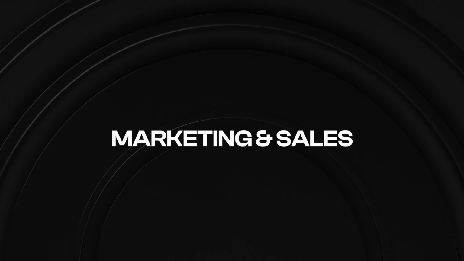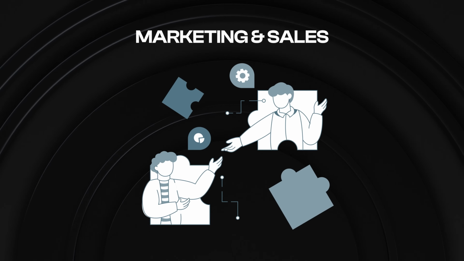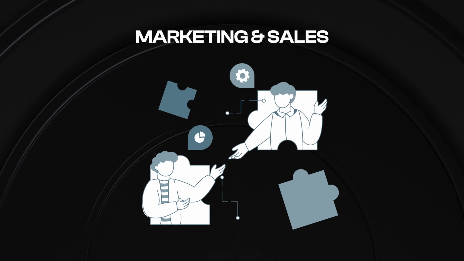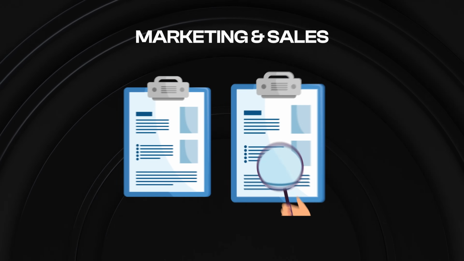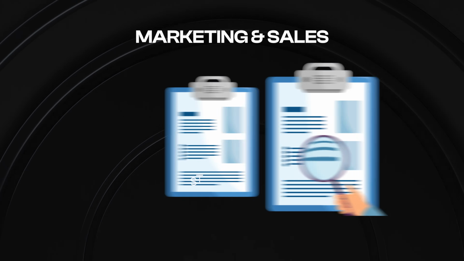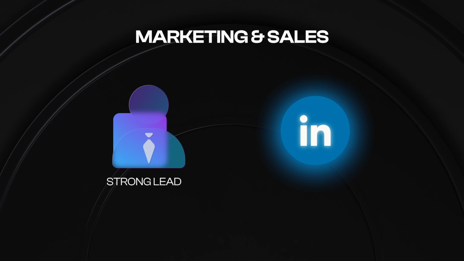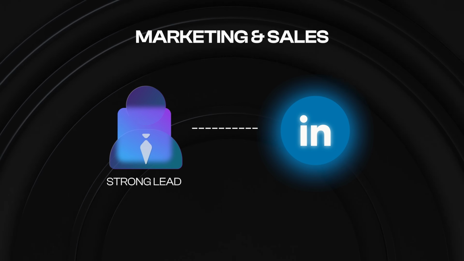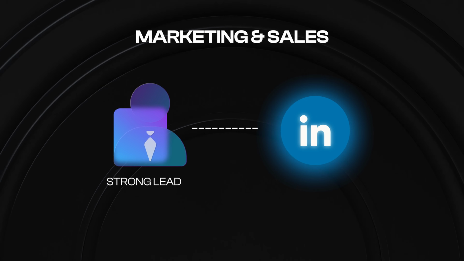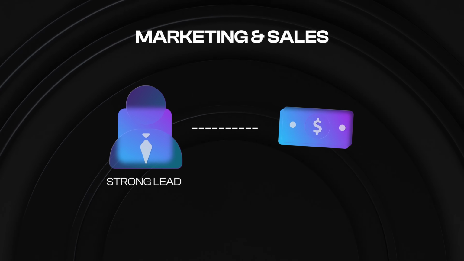Then we've got marketing and sales. In marketing, AI agents qualify leads automatically. If someone signs up for a mailing list, an agent can analyze their job title, company size, and engagement, and then decide if they're a strong lead or not. It can also enrich data from LinkedIn, for instance, send follow-ups and nurture leads with personalized emails, handing them off to sales at the perfect time.